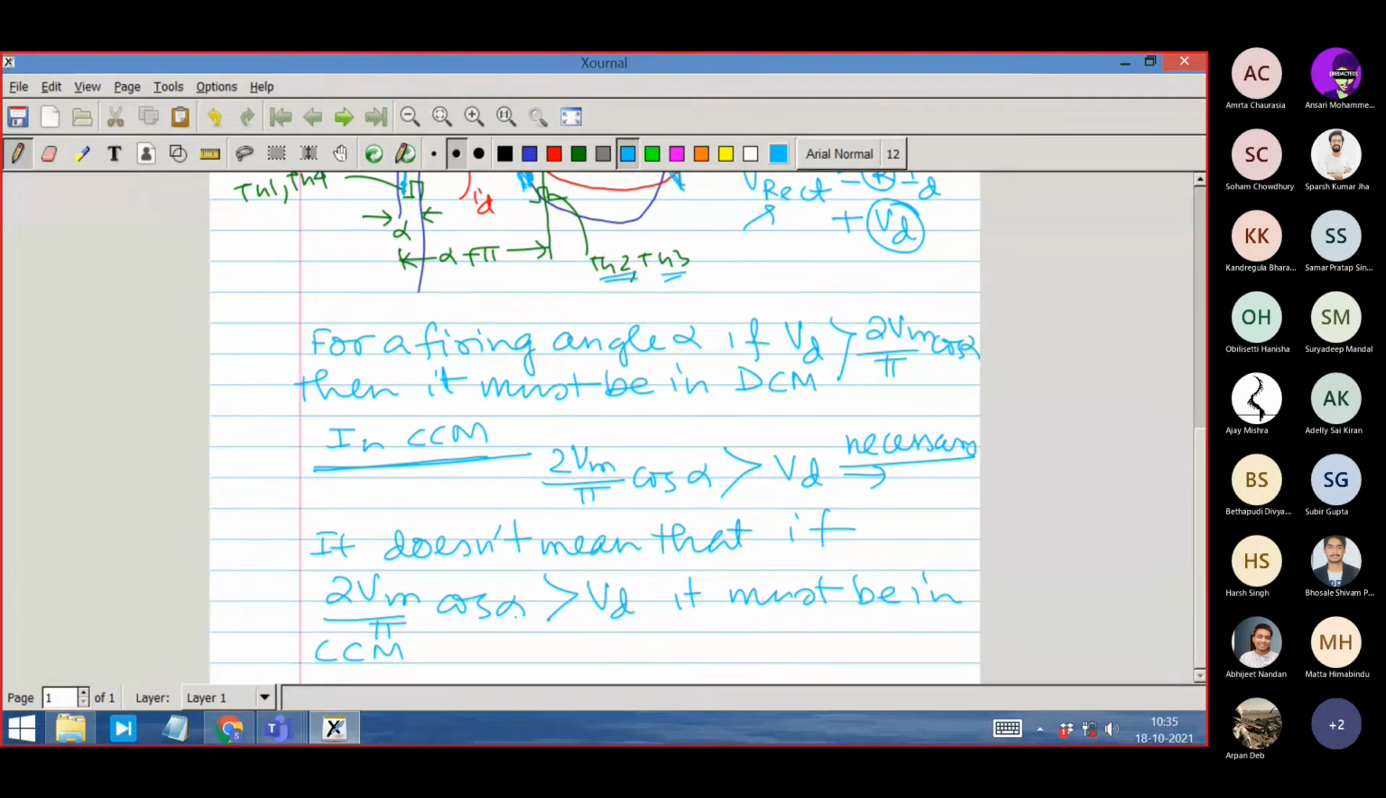So the moral of the story, in brief, is that if Vd is greater than 2 Vm by pi cos alpha, it must be in DCM. If 2 Vm by pi cos alpha is greater than Vd, it could be in CCM or DCM. But to be in CCM, at least this condition has to be satisfied: 2 Vm by pi cos alpha must be greater than Vd. But don't jump to the conclusion that it is in CCM. It may be in CCM and may not be, but that depends upon the L by R time constant of the circuit. So let me write this.